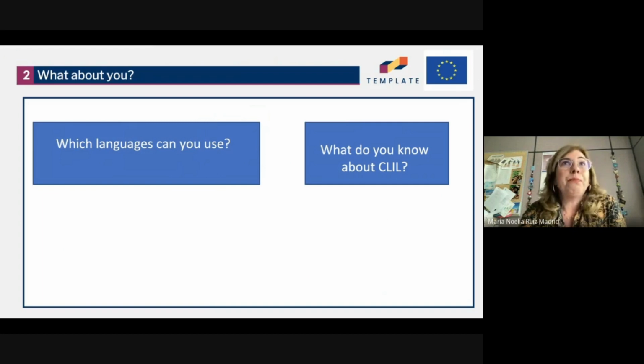To start with, and to go into the topic, we would like to know a little bit about you. We already know what you do. We already know if you are in-service or pre-service teachers, and what your discipline is. But we would like to know a little bit more about your profile, on languages, and also about CLIL, which is mainly the topic of this webinar.